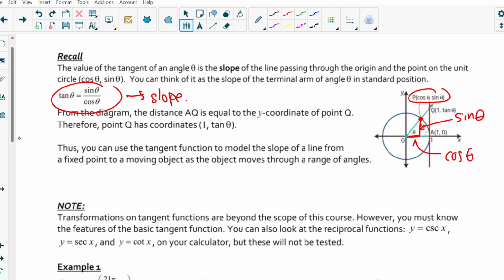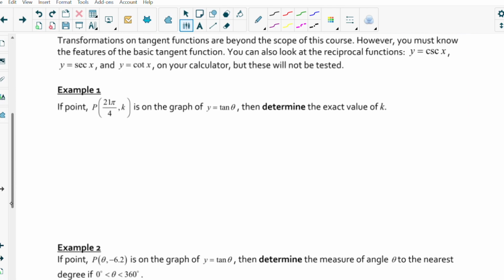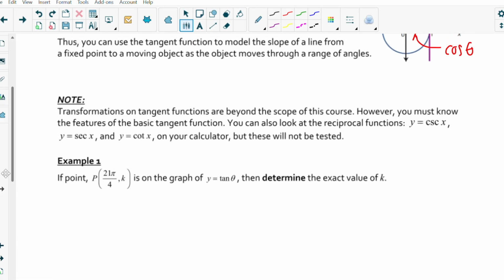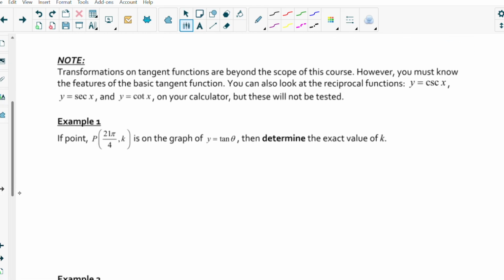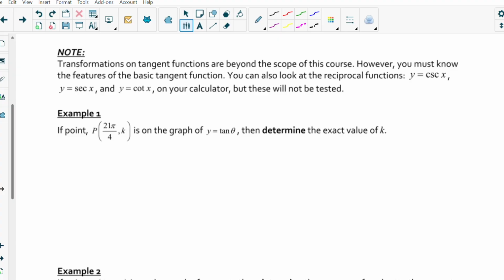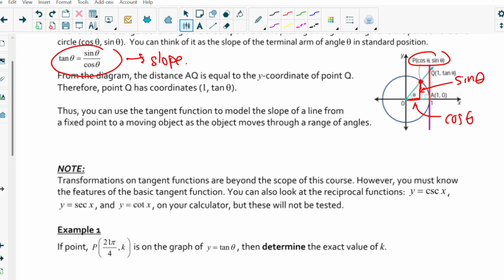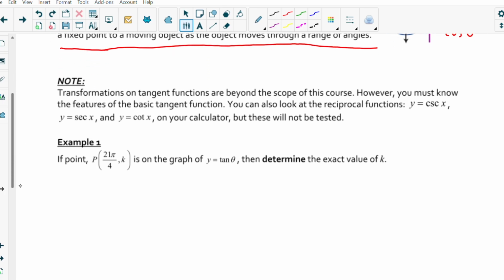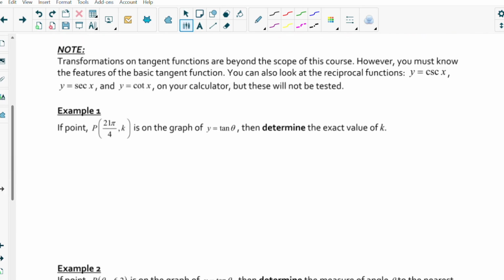First couple of examples here, we'll just do some review on some angles in standard position. The next couple of examples, you can use the tangent function to model the slope of a line from a fixed point to a moving object as the object moves through a range of angles. And we'll show you in real life what that looks like with the tangent function.